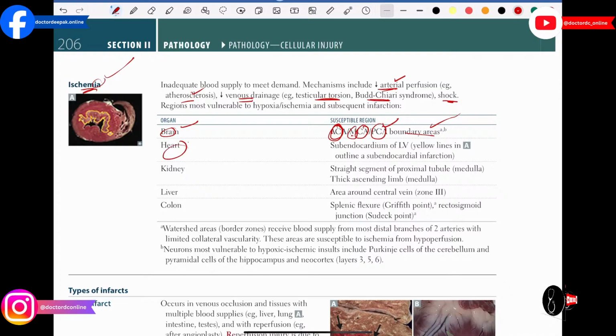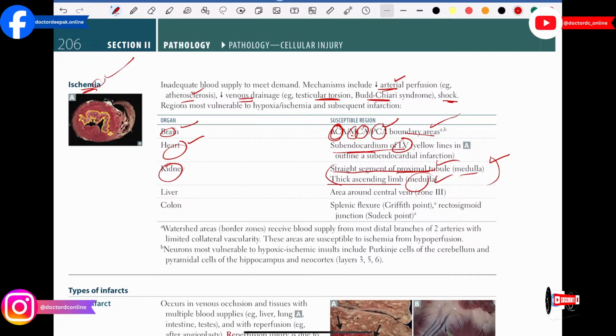Then in your heart, the subendocardium of the left ventricle is going to be injured more. Then in the kidney, your proximal tubule, the straight segment of the proximal tubule in the medulla, then your thick ascending limb of the loop of Henle in the medulla.